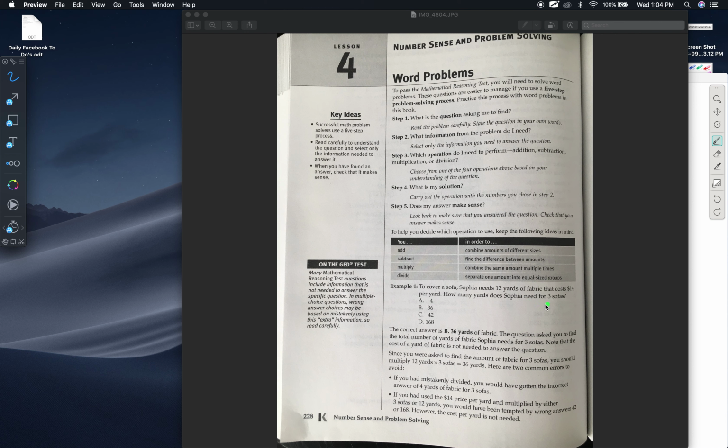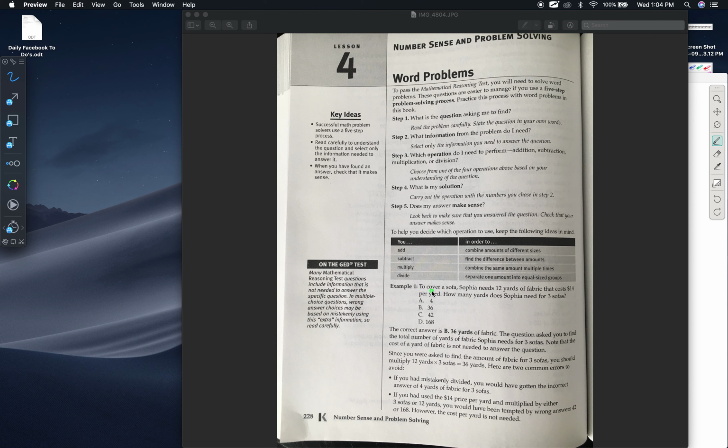As you can see here, there is extra information. If you were to use this information in your calculation, you'd most likely get the answer wrong. So let's examine this closely. To cover a sofa, Sophia needs 12 yards of fabric. That costs $14 per yard. How many yards does Sophia need for 3 sofas? Can you guess what the extra information is? It's the cost. The $14 is unnecessary to find out how many yards you actually need.